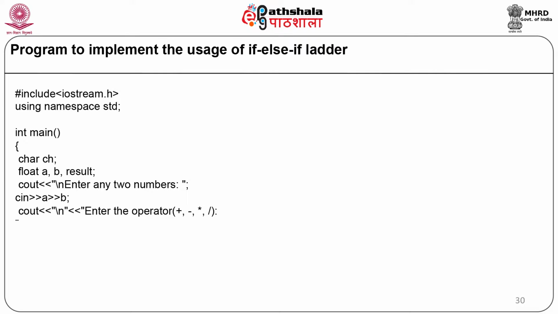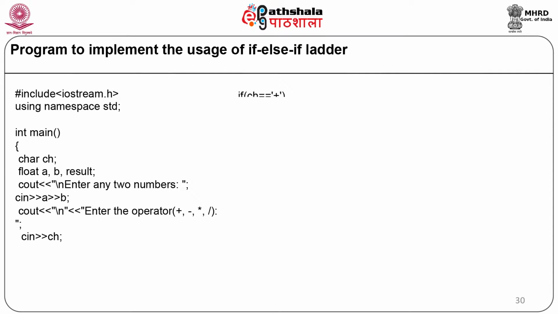Now, here we are displaying the message to the user, enter the operator plus, minus, star and slash, and we are taking the operator into the character variable, cin >> ch. So, here 2 input numbers have been accepted and 1 operator in a character ch is accepted. Now, we are checking whether the operator that is entered is plus or minus or star or slash. So, here we are going to use the nested if-else-if ladder.